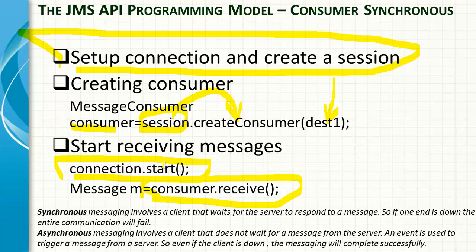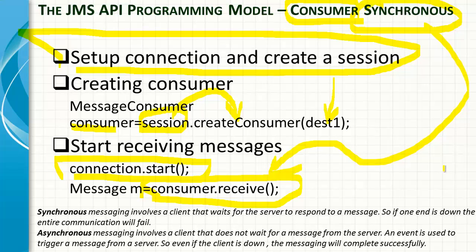So there are two ways of generating the consumer. What we are doing when we say receive is synchronous. The other way is asynchronous. Synchronous simply means that it waits for a server to respond. So if one end is down, the entire communication will fail. Asynchronous messaging involves a client that does not wait for a message.